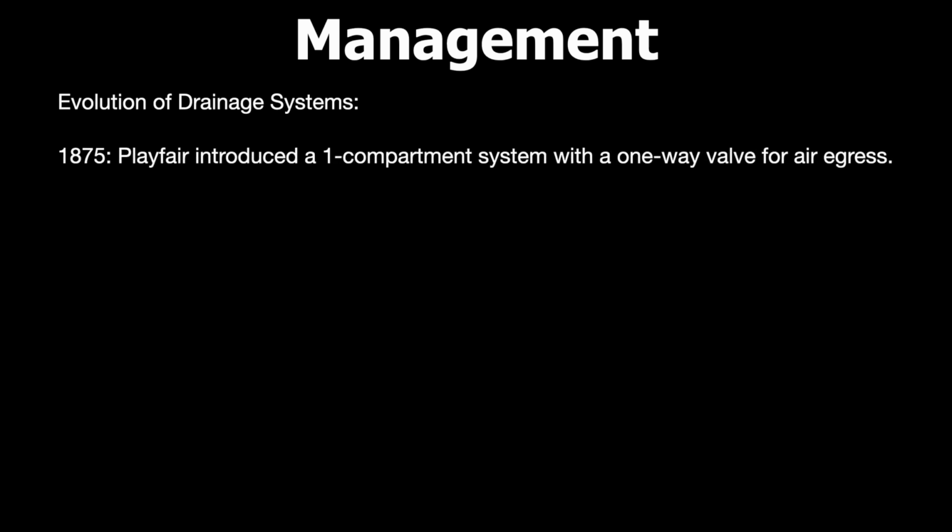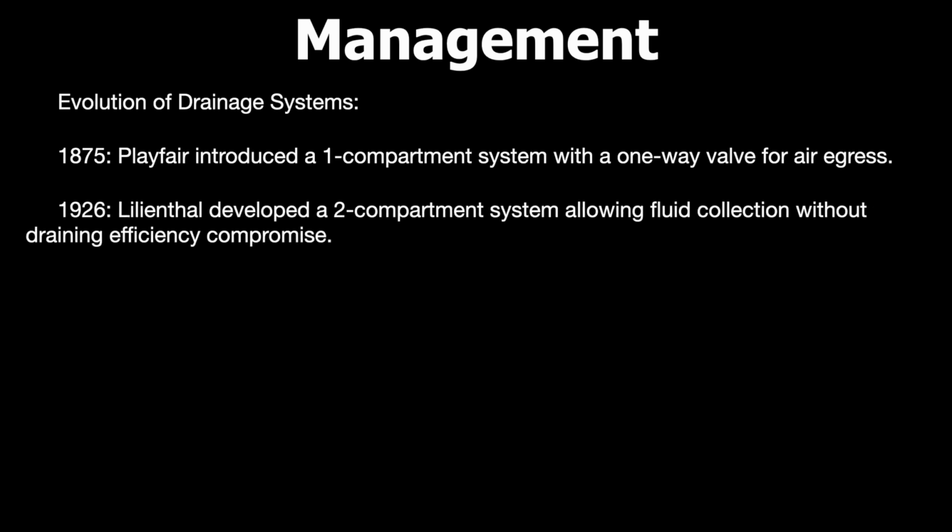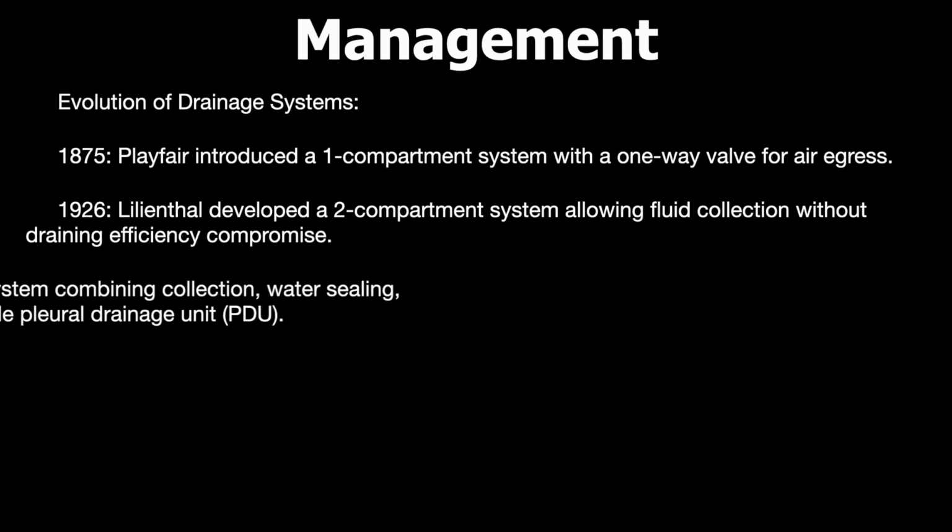Now, next is how to manage a chest tube. There has been an evolution of the drainage system over the years. In 1875, Playfair introduced a one compartment system with a one-way valve for air egress. In 1926, Lillienthal developed a two compartment system allowing fluid collection without drainage efficiency compromise.